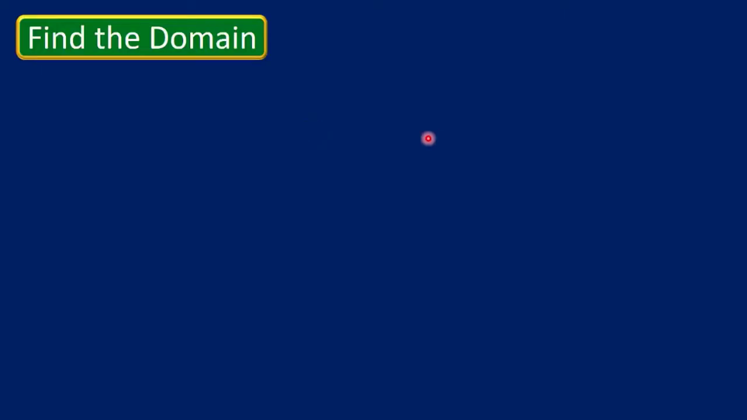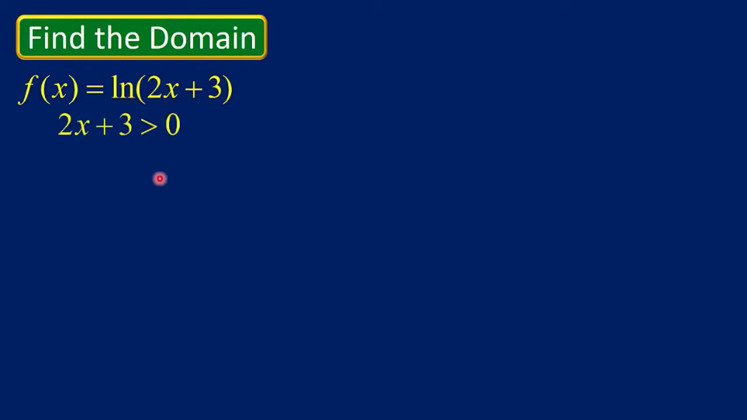So here's the thing. With logarithms, you can never take the log of 0 or a negative number. So our concern when we have a logarithm like this one is that we never plug in anything that's going to result in us trying to take the log of 0 or the log of a negative number. So we have to do some investigation. We take this 2x plus 3, set it greater than 0, and solve it. And we find that 2x plus 3 is greater than 0 as long as x is greater than negative 3 halves.